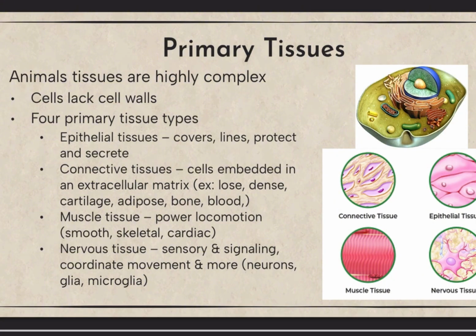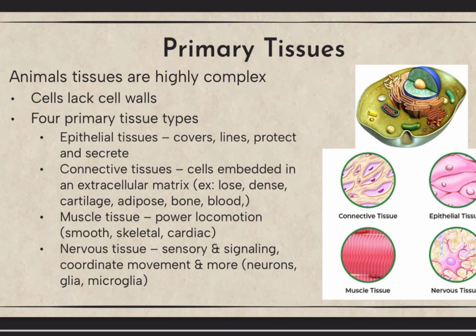So our 4 primary tissue types are our epithelial tissues, which cover, line, protect, and help with secretion. So it covers things, it lines things, and it protects things. Then our connective tissue, these are cells that are embedded in the extracellular matrix. So they're loose, they're dense. Cartilage is an example, bone, blood.